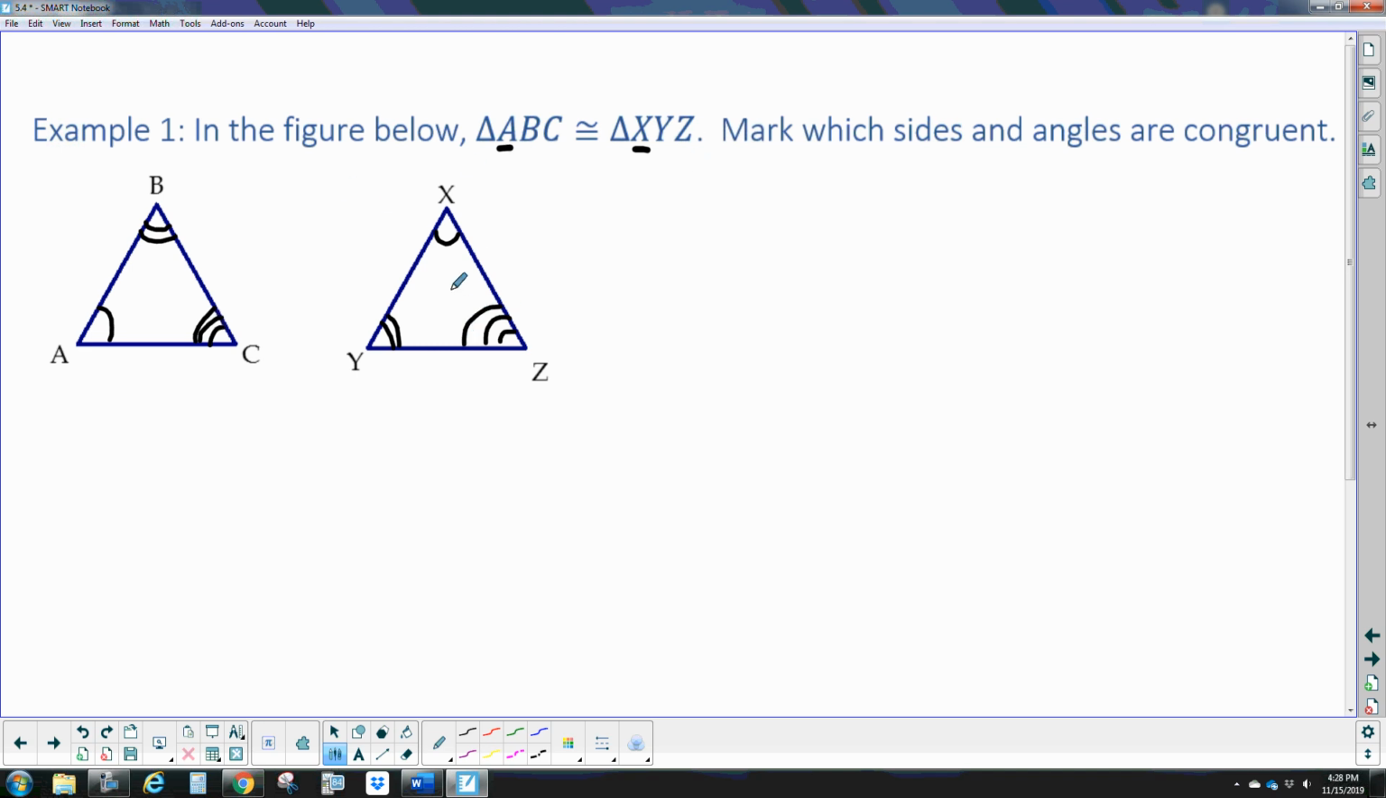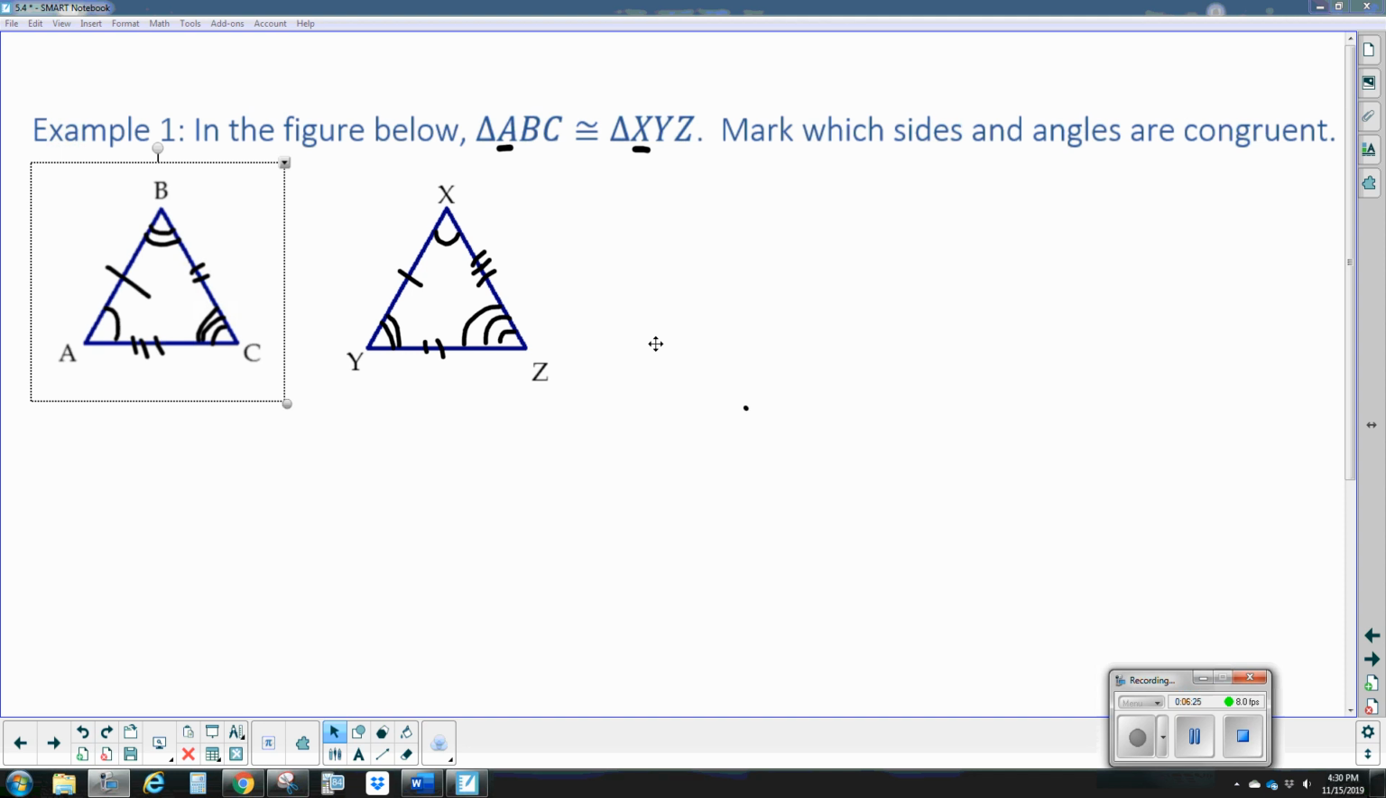Now I have to mark all of my sides congruent. So AB corresponds to XY. BC corresponds to YZ. And AC corresponds to XZ. So now I've marked all of my corresponding sides and corresponding angles congruent.